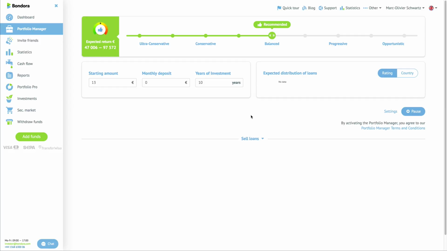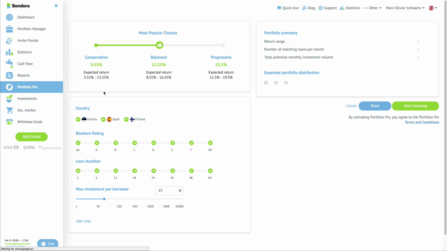Another option that I really recommend, that I will try out soon on this platform, is called Portfolio Pro. It's basically the same idea of completely automating your investment, which I really recommend doing on peer-to-peer lending platforms.